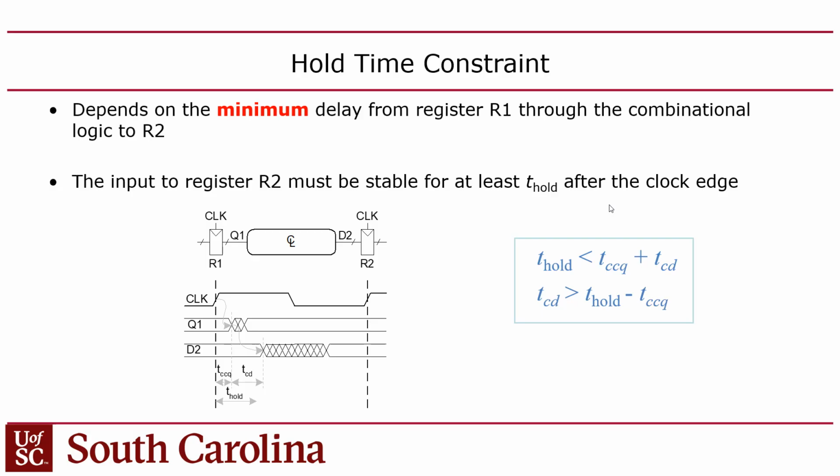And again, you can rearrange this in a way that gives you some kind of control, right? You put the contamination delay, where the onus is on you, on the left-hand side, and T-hold and TCCQ are constants. They're on the right-hand side of the inequality, right? So that's the hold constraint.